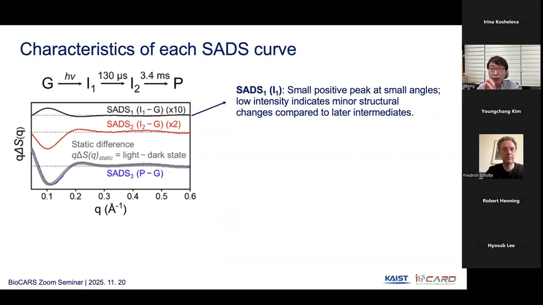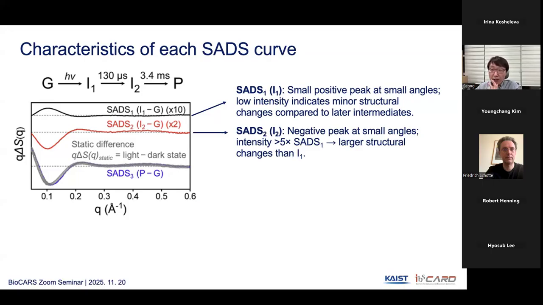Starting with SAS1, which corresponds to intermediate 1, we see a small positive peak at a small angle. And the low intensity suggests that only a minor structural change occurs at this early stage compared to the later intermediates.